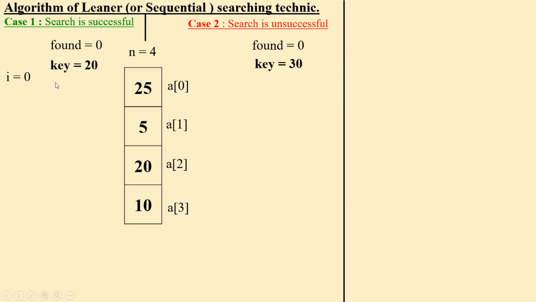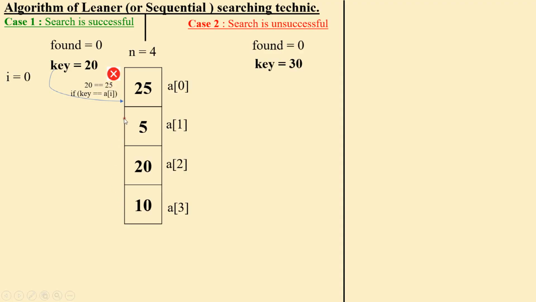Let's compare the value we need to find with the first element of the array, that is, the positional value of I. Using an if statement, key is equal to A of I, where I is equal to 0, that is, A of 0 is 25. We are comparing 20 with 25. Are both equal? No. That is, this is not the element we are looking for.